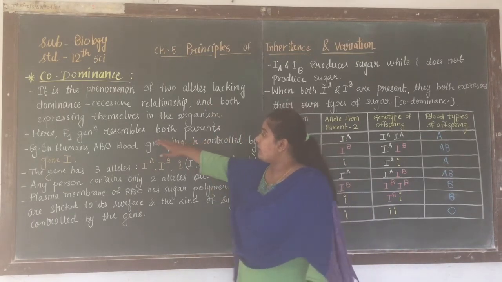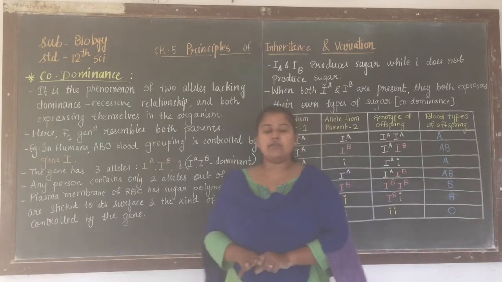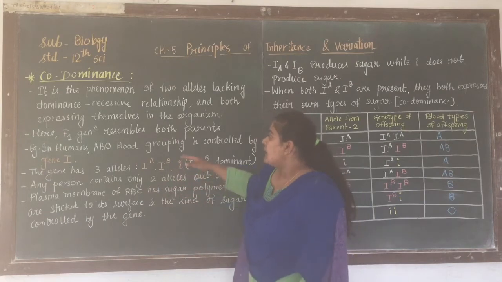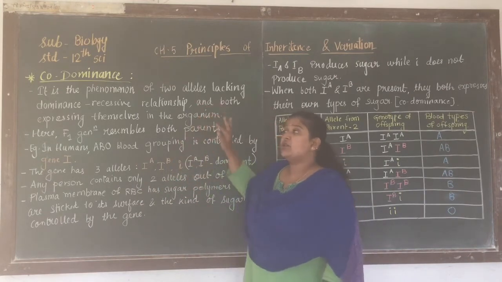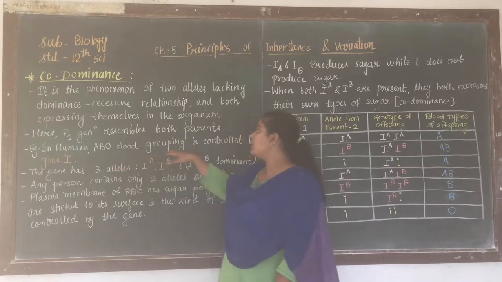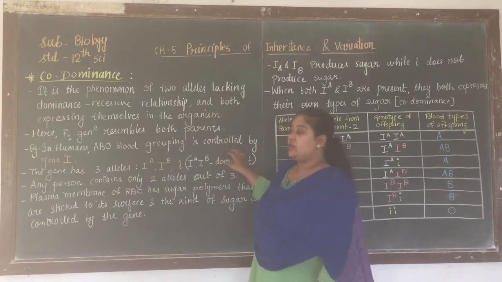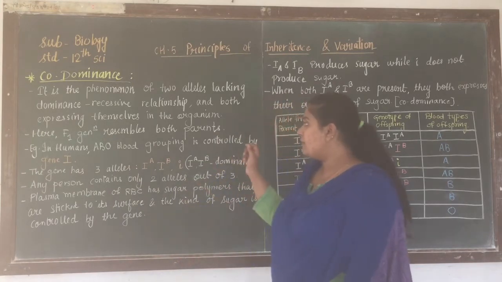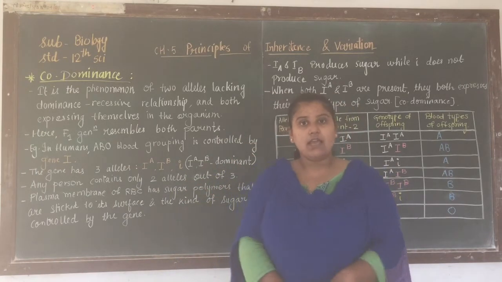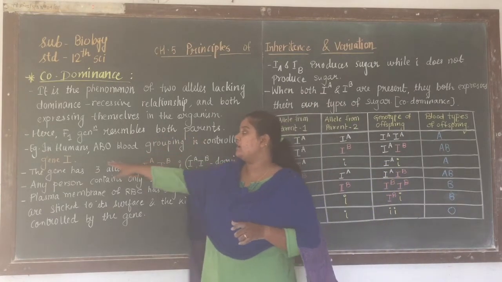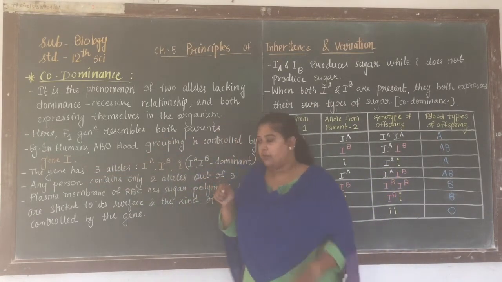Next, the F1 generation resembles both parents. That means the F1 generation will be the same as the parents. As an example to understand codominance, we have taken humans, the ABO blood grouping system, and that is controlled by the gene I, right?